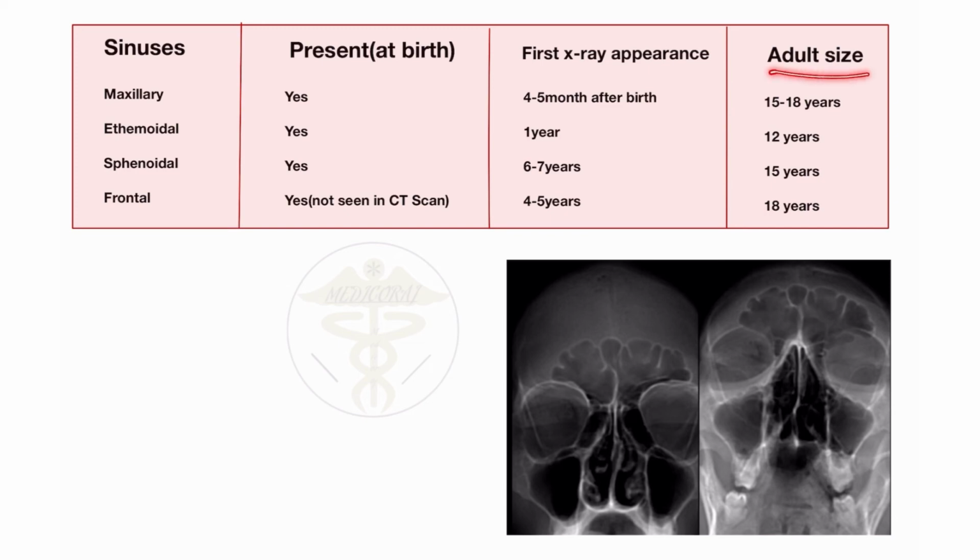When do they reach the adult size? Maxillary sinus first of all reaches the adult size at approximately 15 to 18 years. Second, ethmoidal sinuses reach it at approximately 12 years, sphenoidal sinuses at approximately 15 years, and the frontal sinuses reach the adult size at approximately 18 years. So this is about reaching the adult size of the different sinuses. Please learn this, it is very important.